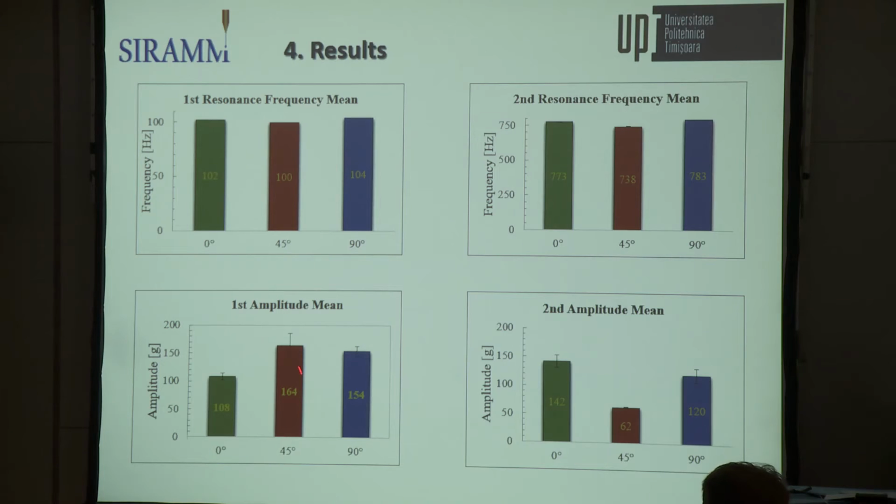The biggest value was obtained for the 45-degree specimen, about 164 G. The lowest value was obtained for the 0 direction, and if we look at the second amplitude mean, the lowest is for 45, and the specimen at 0 degree.